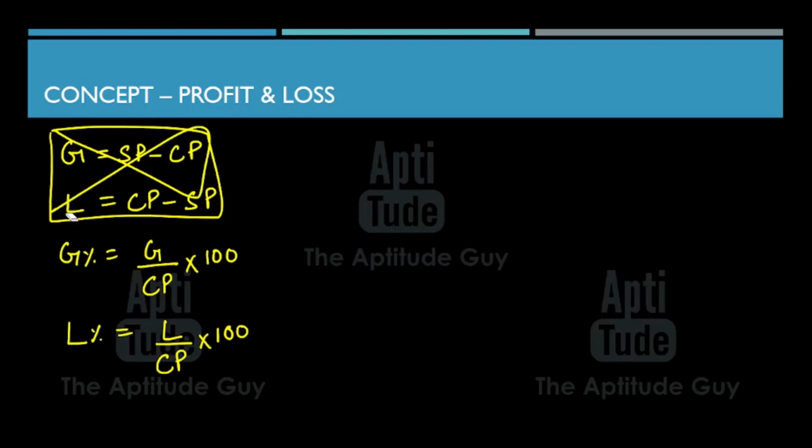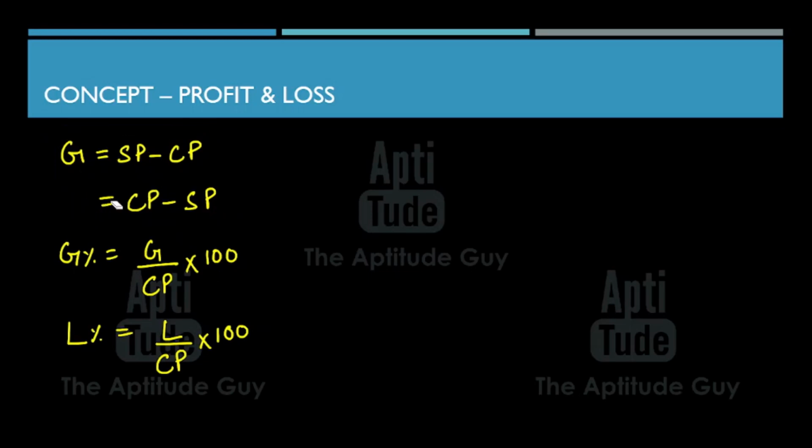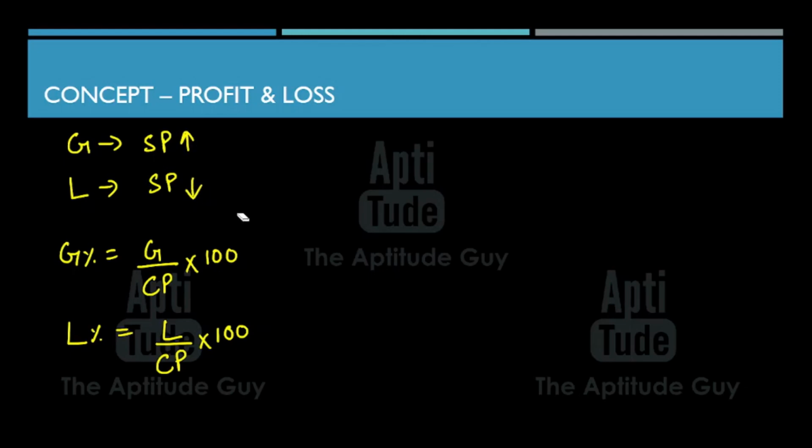See, the thing is, you don't need to be a chartered accountant to understand when you make a profit and when you make a loss. Alright? You make a profit when selling price is more. In gain, selling price is more. You're selling the object at a higher price. That is why you're making a profit, right? And when do you make a loss? You make a loss when selling price is less. That's it. In profit, selling price is more, and in loss, selling price is less. That is all that you need to know.